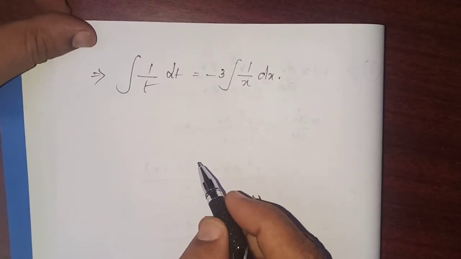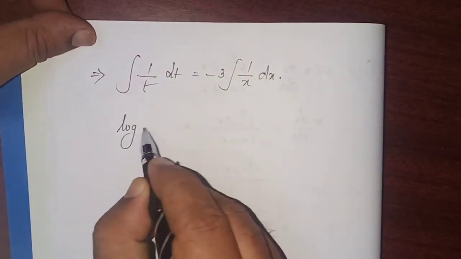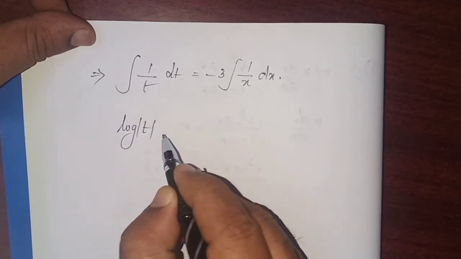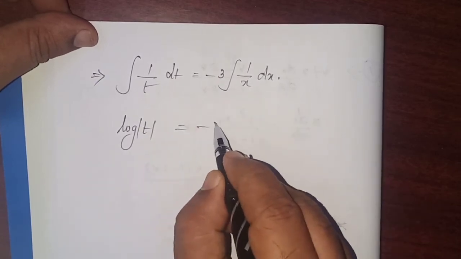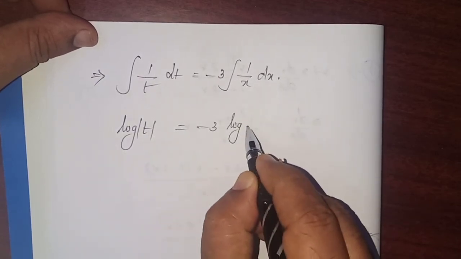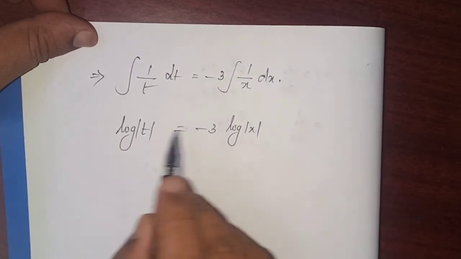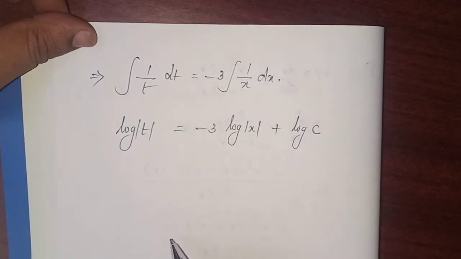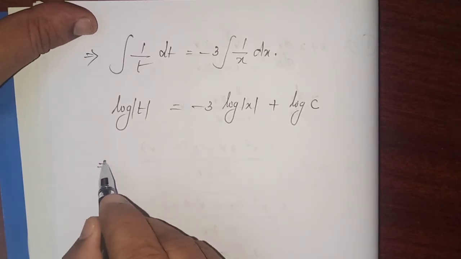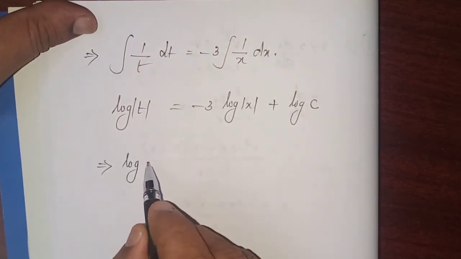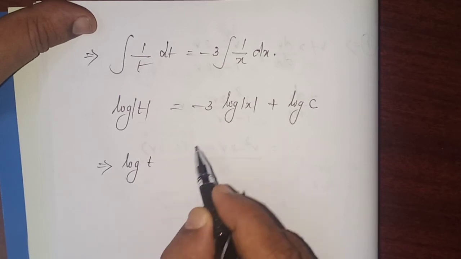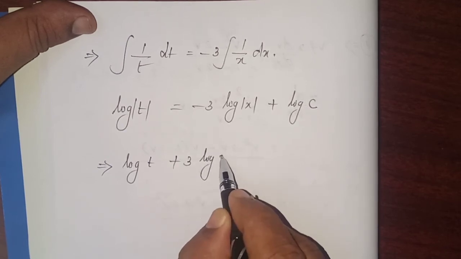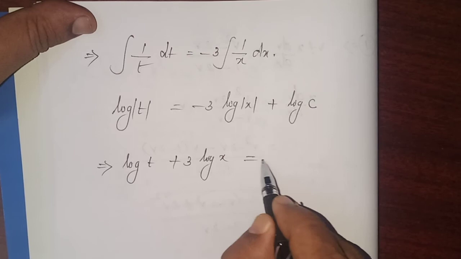Now we can integrate. 1 by t into dt, integration is log t. Introduce modulus, at the end you can eliminate that modulus. Minus 3 into 1 by x integration is log of modulus of x. Since we have logarithms, instead of c you can introduce the constant log c. Here, log of modulus of t minus 3 log of modulus of x, and it comes to the left hand side as plus 3 log of modulus of x, equal to log c.